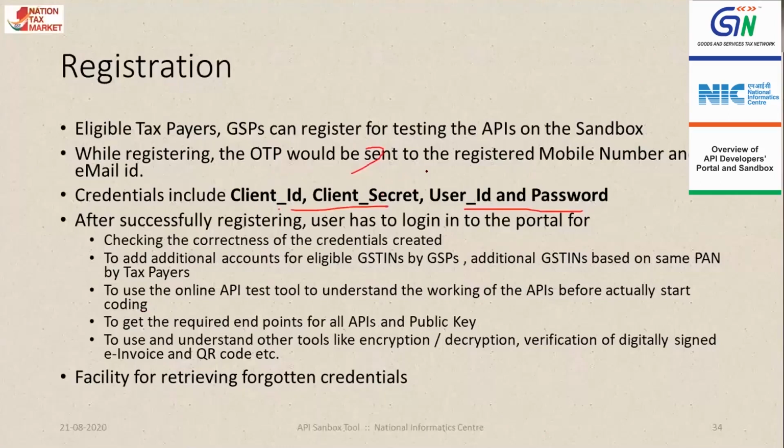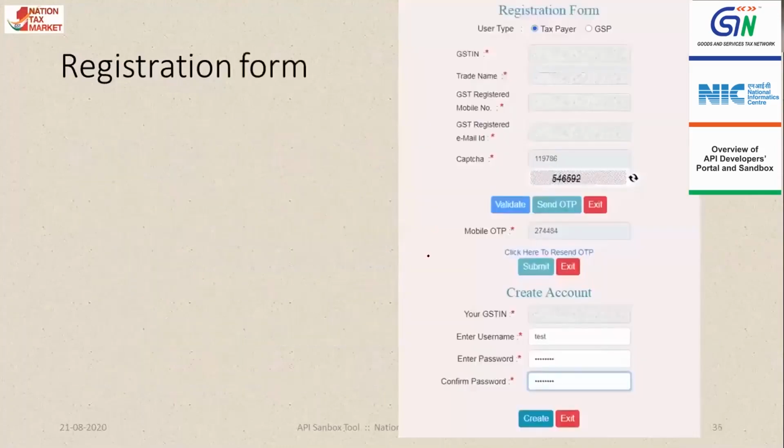And once they successfully register, they can log in into the portal for checking whether the credentials that they have got are working on the portal or not. And there are so many other features which we will be covering in subsequent slides why they should log in into the portal. So this is a simple registration form. This is available for the eligible taxpayers as well as the GSPs. So they have to enter their registered mobile number and registered email, which they are registered with the GSTN, and they are verified through the OTP, and then they will be able to create user ID and password, and client ID and client secret will be generated and will be sent to the mobile as SMS.